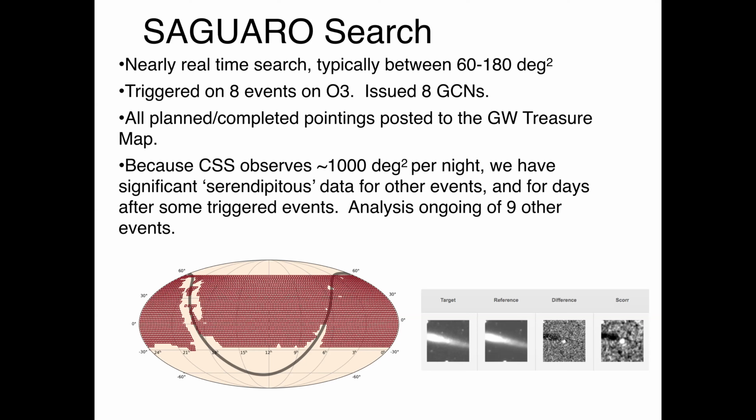Now, one thing that we're still putting together is, the CSS does observe 1,000 square degrees per night, night after night. And so we actually have a significant amount of serendipitous data for many other gravitational wave events. So we have analysis of 9 other GW events ongoing. And we hope to have this more online in O4 and beyond. But this just gives you some idea. We're a real-time transient search. We found some supernova. That's not really our area, what we're focused on here. We're really focused on following up gravitational wave events.